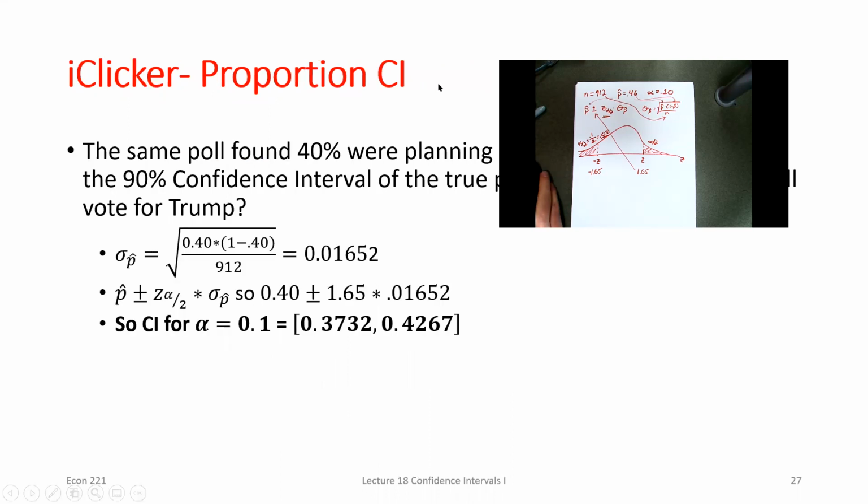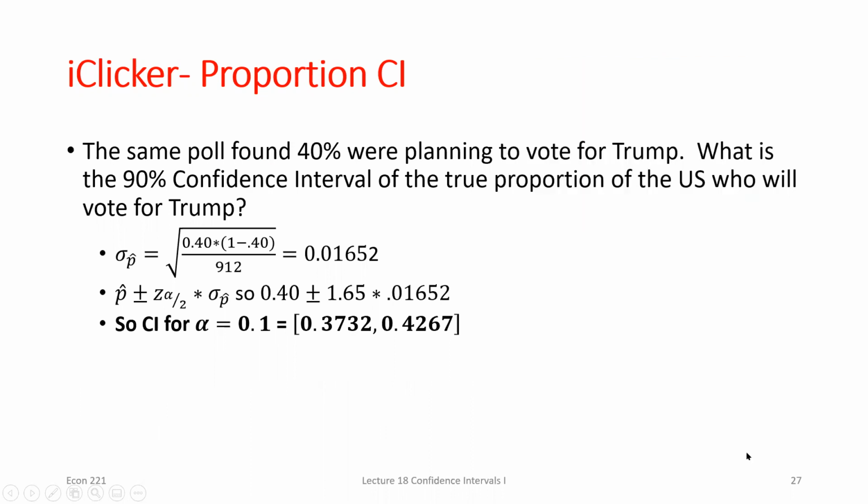We could also do the same thing for Trump. The same poll had the sample proportion of people who are going to vote for Trump at 40%, so 0.4 will be our sample proportion. 912 is still our sample size, so we can calculate the standard deviation of the sample proportion of people who are going to vote for Trump. We then plug in our sample proportion of 0.4.